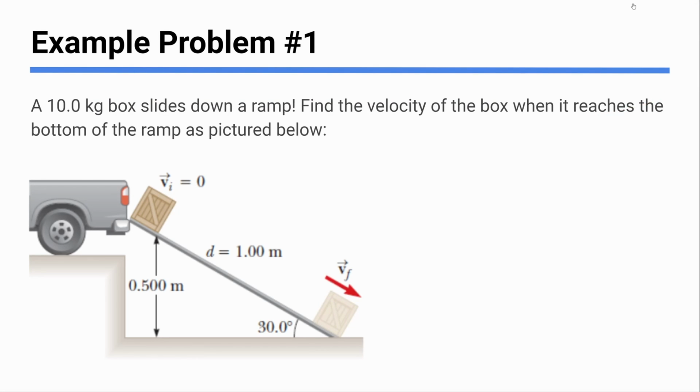Okay, so let's try some problems together. Guess what? We got a box on a ramp. Oh yeah, that's right, box on a ramp. Did you think it was going away? Never, never the box on the ramp. We're going to be doing the box on the ramp in quantum physics. You watch.